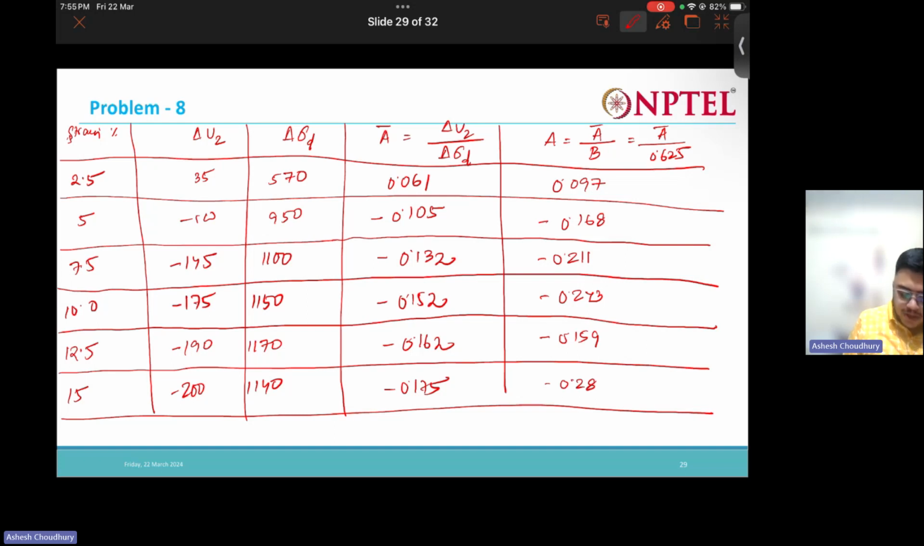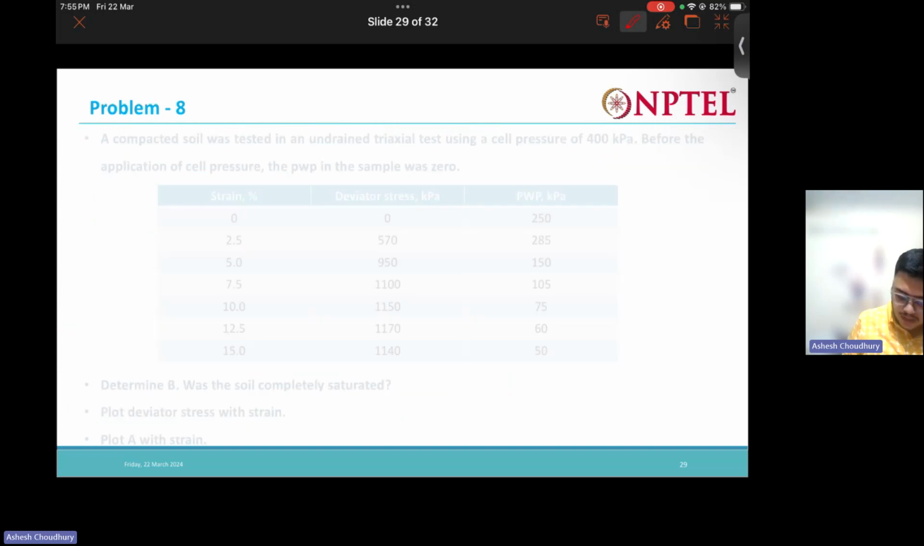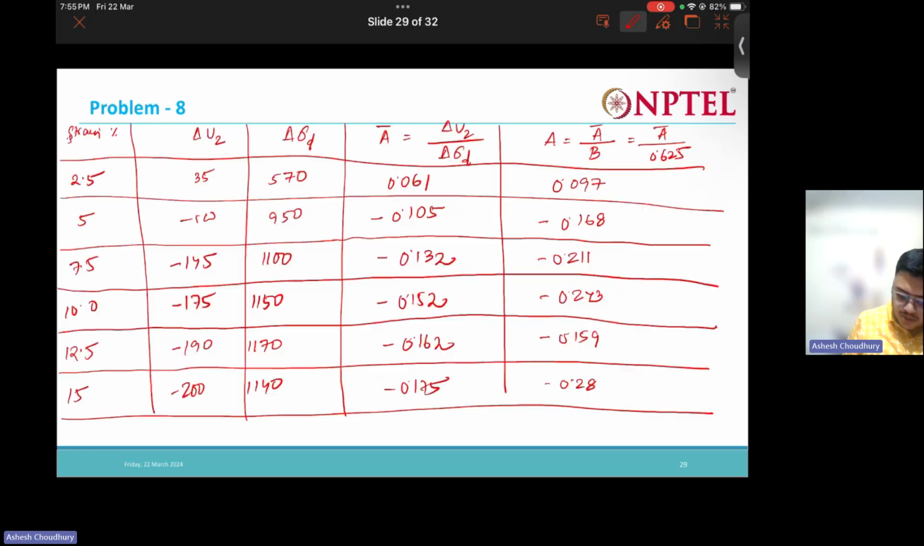Okay, now what we can do? Now we can plot. Okay, you can plot the A value with strain. So A value with strain you can plot, you will get something like this. So do this, plot this by yourself.